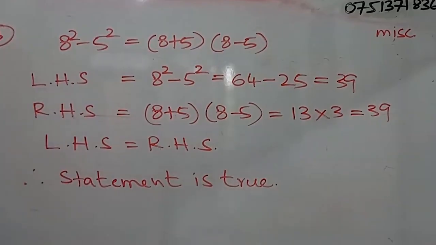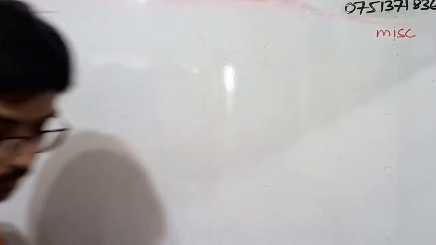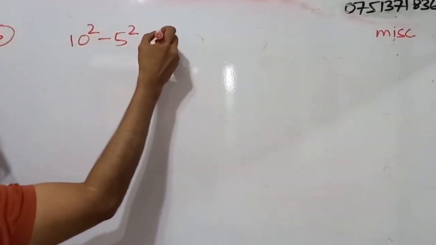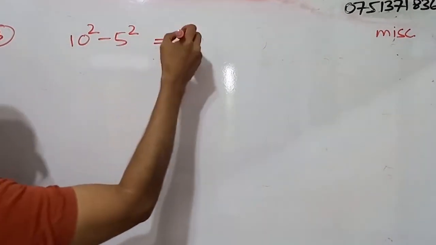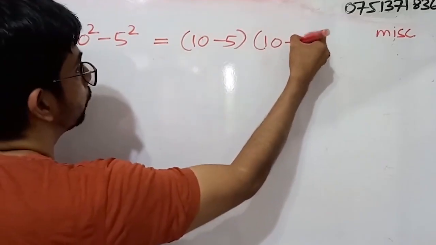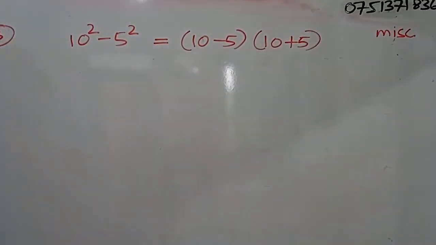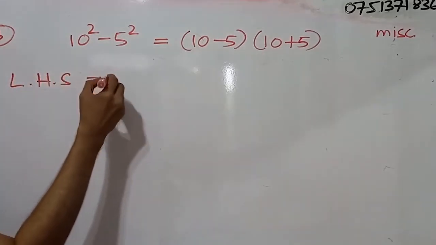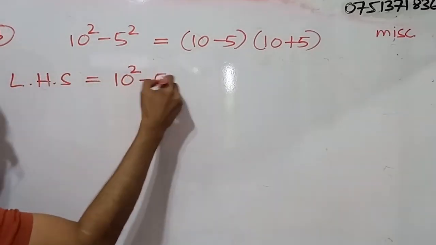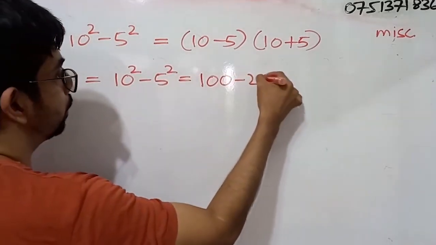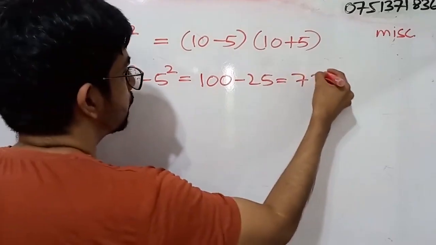So now we will take another pair of numbers. So we will take the number 10 and 5. So that means 10 squared minus 5 squared, it should be equal to what? 10 minus 5 and 10 plus 5. Right. So we will simplify the left hand side. Left hand side, that is what? 10 squared minus 5 squared. That means 100 minus 25. So we will get 75.